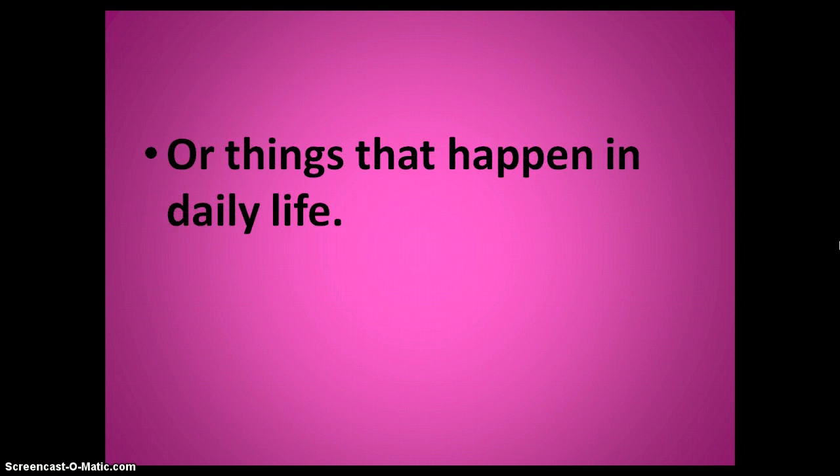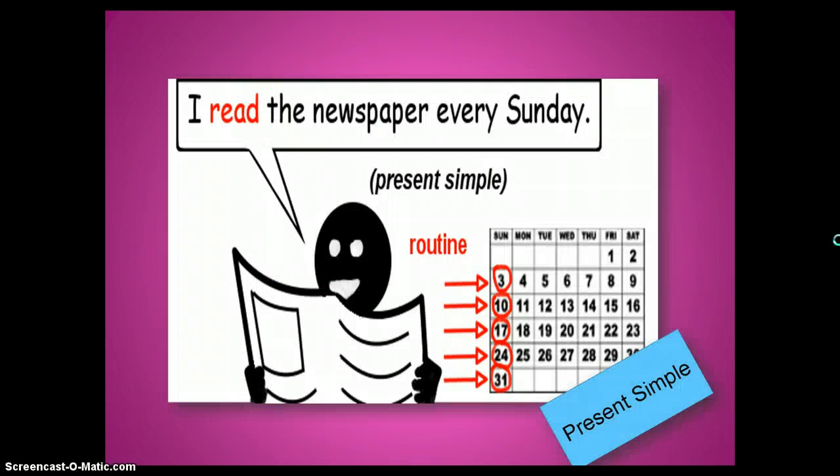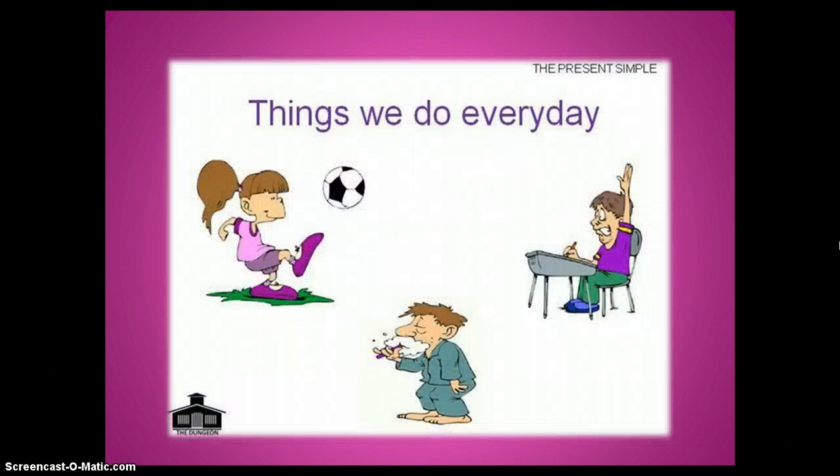Here you have a short explanation, things that happen in daily life. For example, I go to work every day. This happens every day in my daily life. Another example, I read the newspaper every Sunday, so that you have the calendar where it shows that this person does this action actually every Sunday. Here you have more examples, things that we do every day. Play football maybe, go to school, study, brush your teeth.